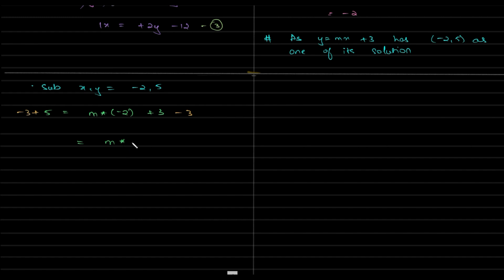So it gets cancelled, and we have 2 over here. To eliminate minus 2, divide by minus 2 on both the sides. Plus divided by minus is minus. And this is 1. This and this will get cancelled. And we have m equal to minus 1. So that's our value and that's our answer.